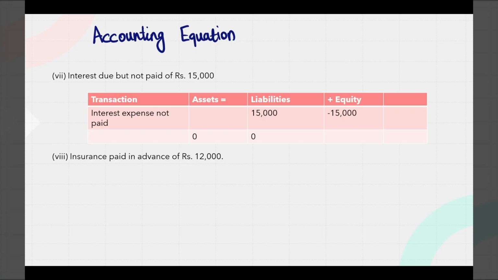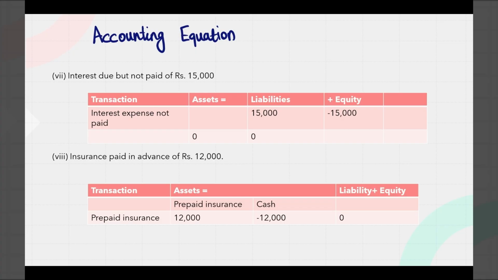Next transaction, interest due but not paid of rupees 15,000. Okay, so there is an interest expense which is accrued but it is not yet paid. So when I say it is due, it is a liability, and when I say the expense is already incurred, that means it is an expense which is a reduction against the capital. What you can see is the net impact on the equity plus liabilities is equal to 0, right? And there is no impact on the asset side. Once again, the accounting equation tallies.